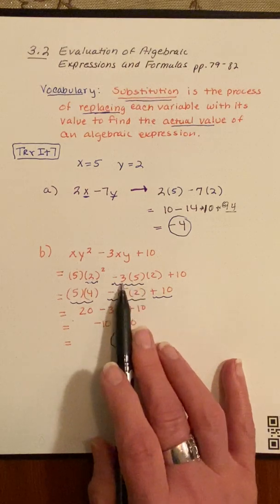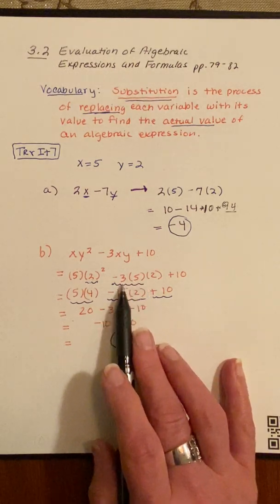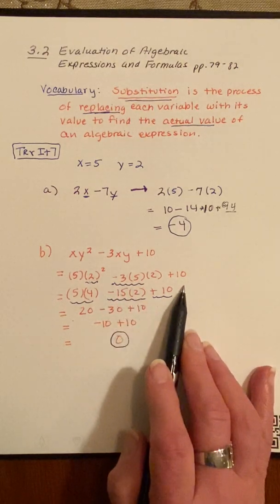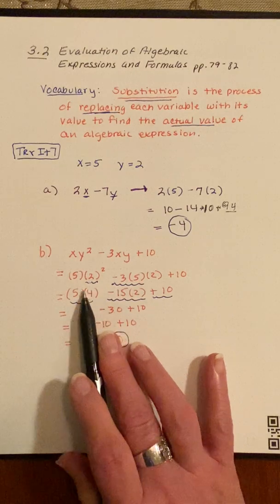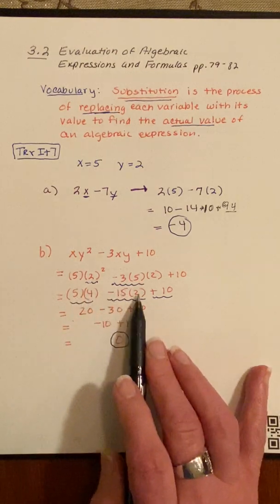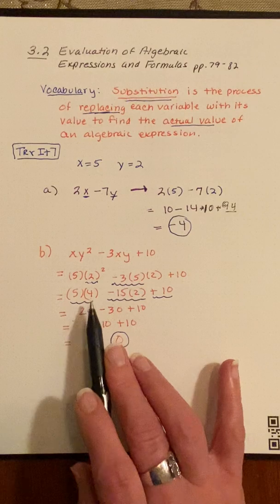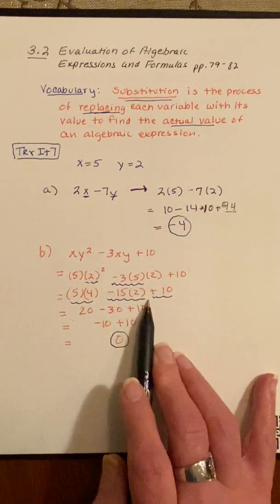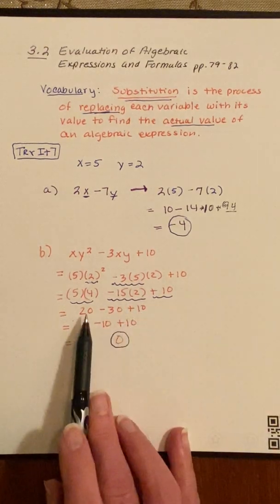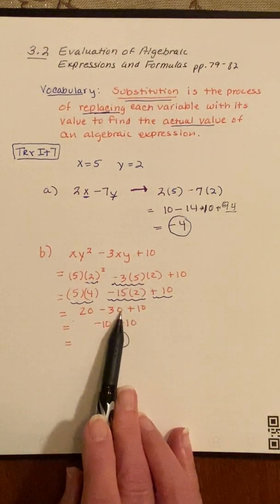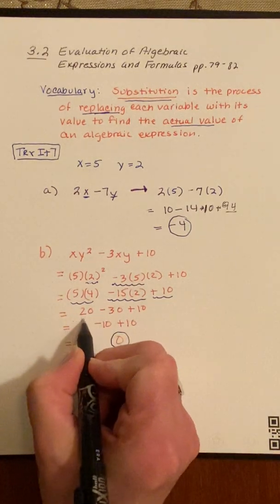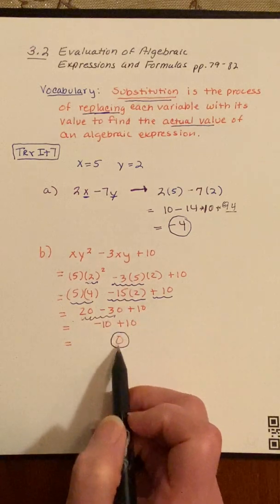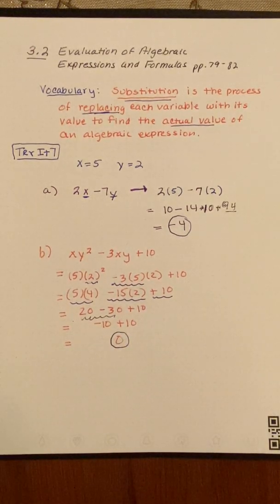Then I'm going to multiply this first. Negative 3 times 5 is negative 15 times 2 plus 10. Now I'm going to multiply my two values. 5 times 4 is 20. Negative 15 times 2 is negative 30 plus 10. Now from left to right, 20 minus 30 comes first in order, which is negative 10, plus 10 is 0. And there you have it.